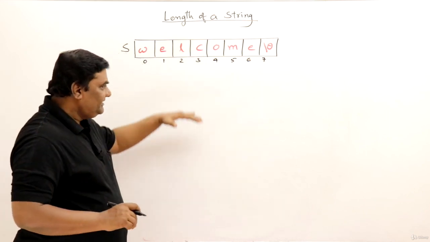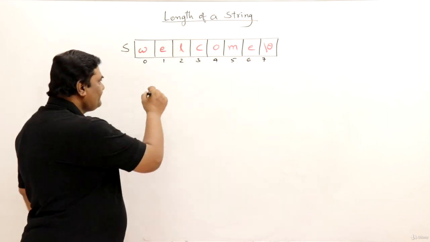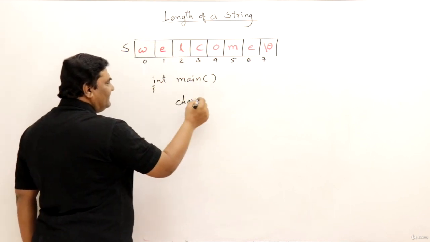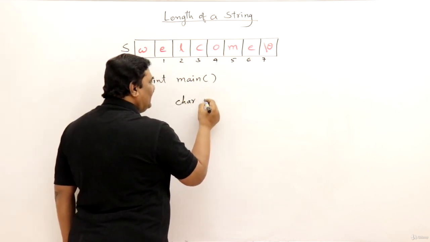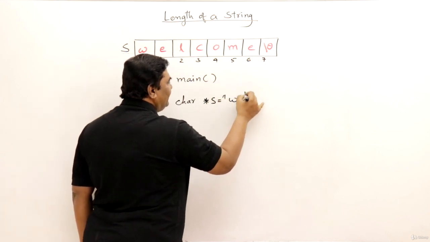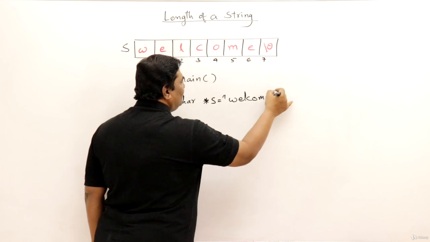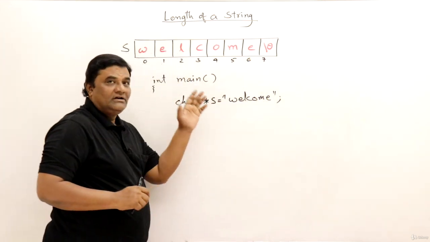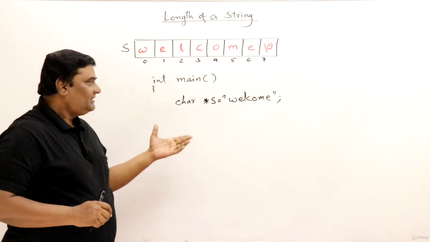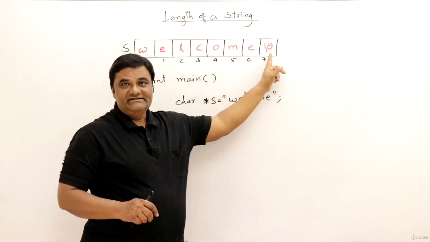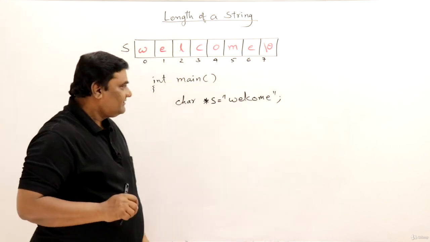So let us write directly in the main function. Here first I will create a string. char, the string name is S. I will take a pointer and write a string that is "welcome". There is no need for \0 because it is enclosed in double quotes. So the C or C++ compiler will create this as an array along with \0. It will fill in that null character.